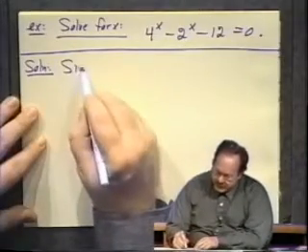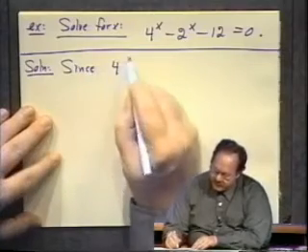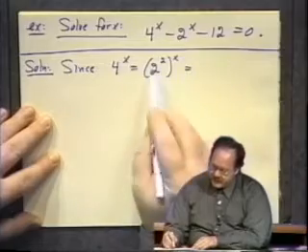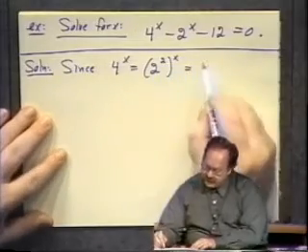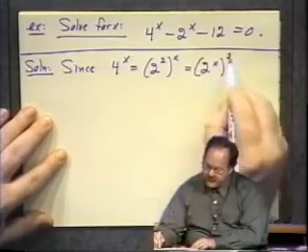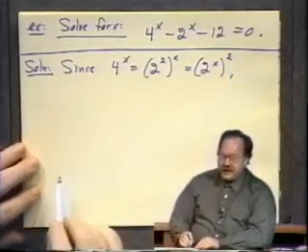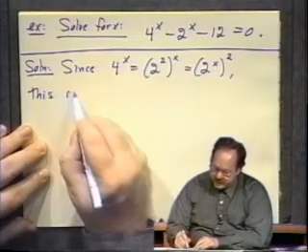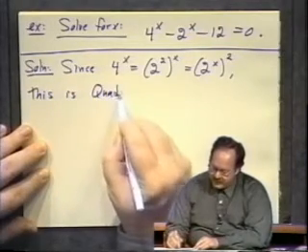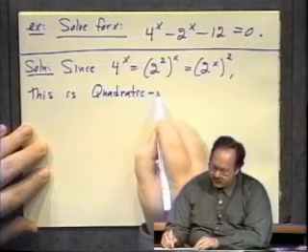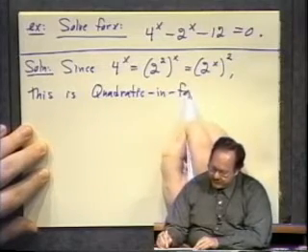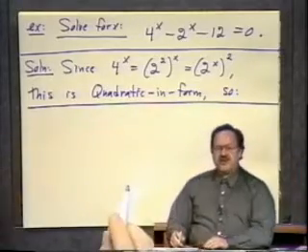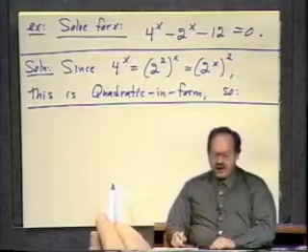Well, if you observe that, then you observe that since 4 to the x is 2 squared to the x, if I switch the order of the 2 and the x, I have 2 to the x quantity squared. Since that's true, we now see that this is an expression that we've seen before. This is called quadratic in form. So, since it's quadratic in form, we treat it just like a quadratic, and we solve.